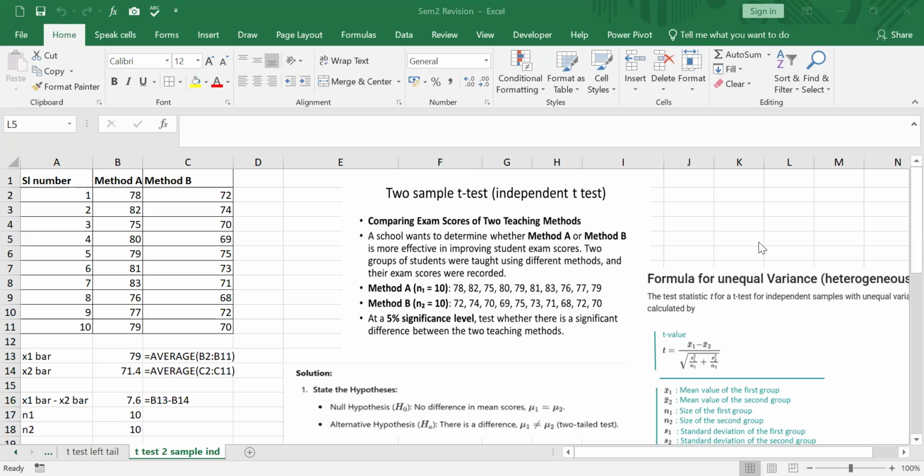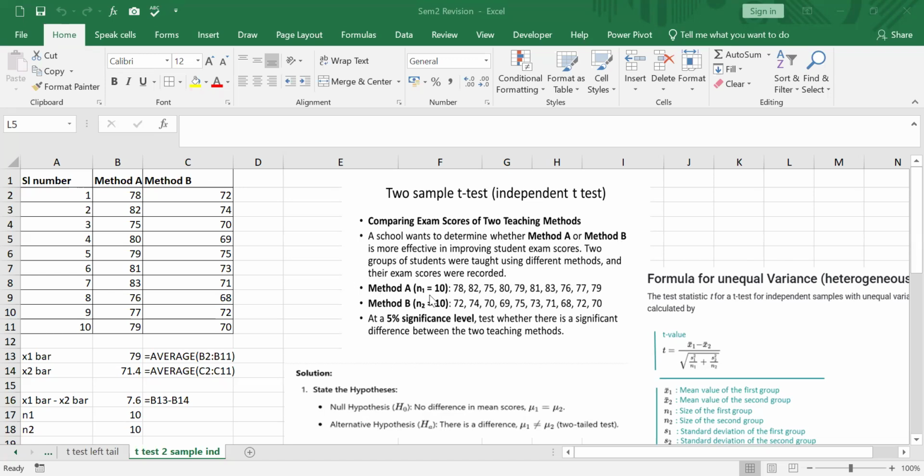Two sample t-tests: there is the independent two-sample t-test. In this case, there are two independent samples. The school wants to determine whether method A or method B is more effective in improving student exam scores. Two groups of students were taught using different methods, and their exam scores are recorded.